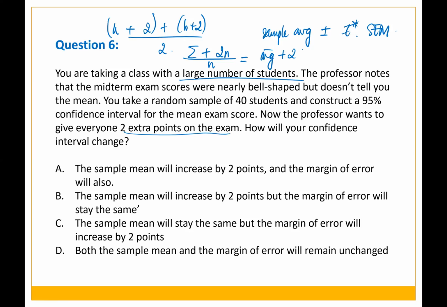But the standard deviation will not change, as we learned earlier, since it depends on all the values. The standard deviation just calculates the variability of the values from the mean, and the variability of all the values in the sample from the mean doesn't change with 2 extra points, because the distance from the new mean is the same as from the old one. So only the sample mean will increase, but the margin of error will stay the same.